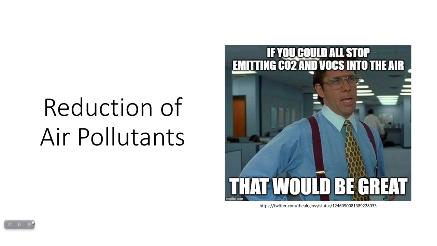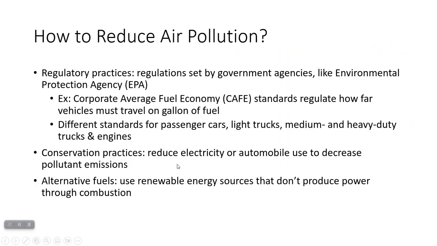All right, here is another kind of quick and dirty lesson about how to reduce air pollutants. So, reducing air pollution. How could we reduce air pollution? Well, one thing is to set up regulations from the government that set up standards that dictate how much you can pollute or how much you can emit into the air. The Environmental Protection Agency sets a lot of these regulations.